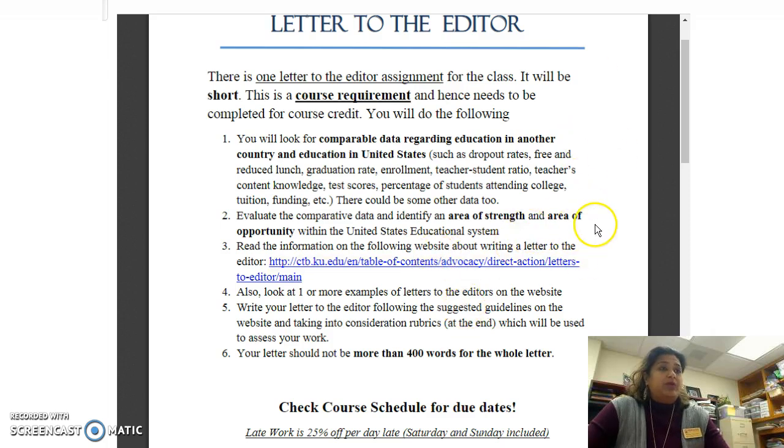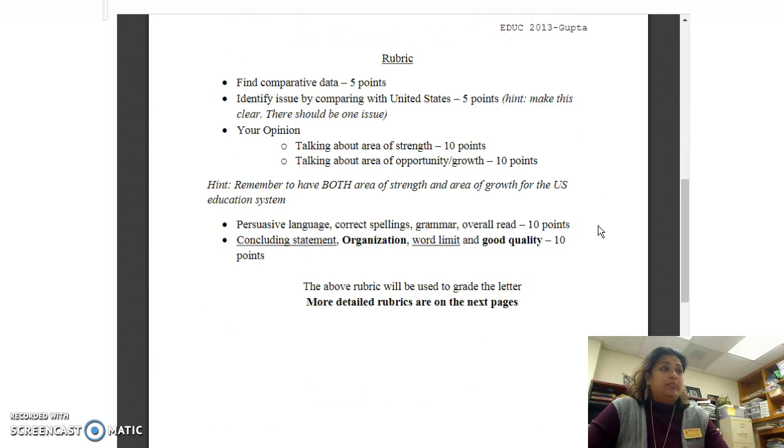How is this paper graded? It is for 50 points. This letter is graded: find the comparative data is 5 points. So if you have the data, you get those 5 points. Identify issue by comparing with the United States. So there should be one issue. I've made some hints here so that it helps you.